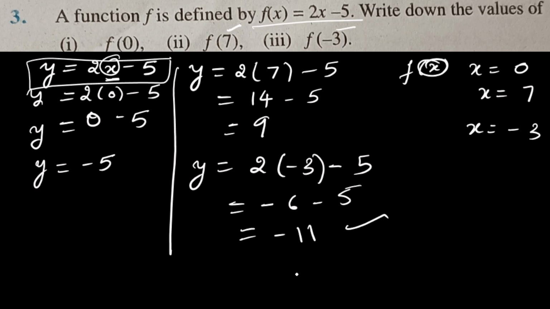So y's value here is minus 11. Okay, let's do the next question. This was very simple. See, because normally we write f(x). So that means f(x) is equal to f(0). That means the value of x is 0. Whatever is written inside this, that is the value of x we have to substitute.